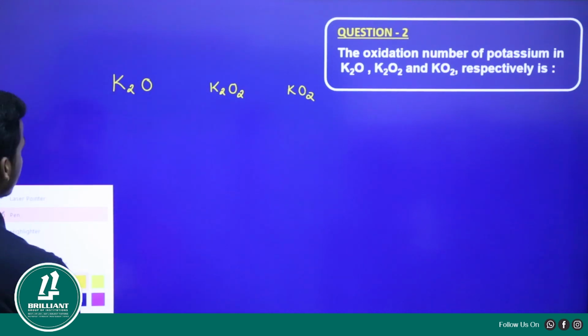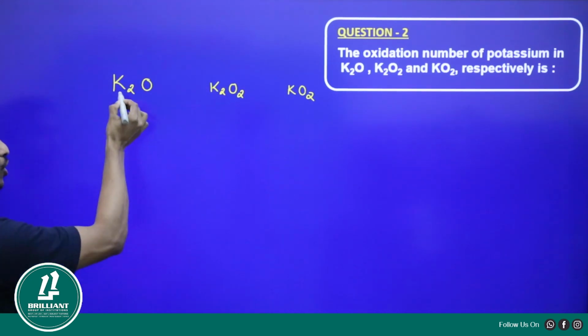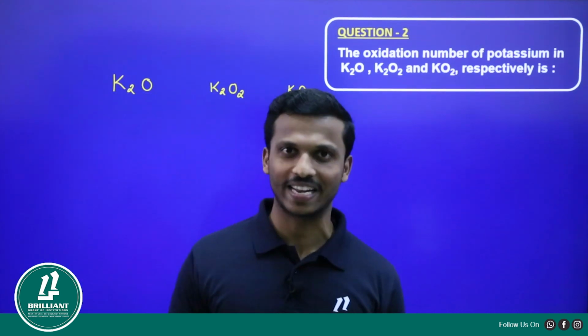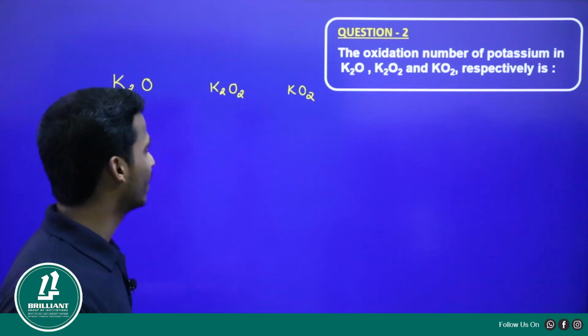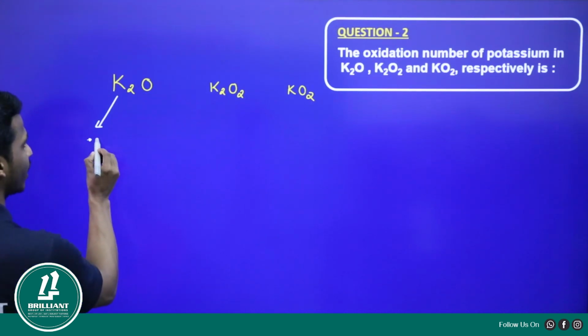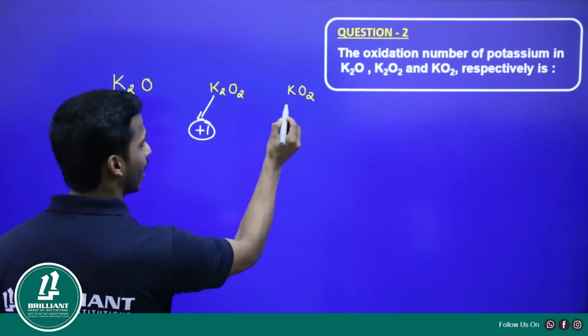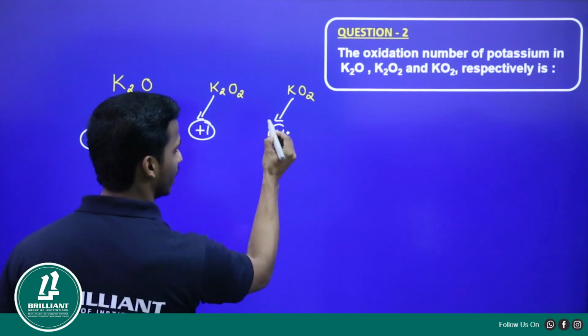You know that in K2O, potassium is an alkali metal. For an alkali metal, what is the common oxidation state? That is +1. So in all these cases, potassium is in the +1 oxidation state because it is an alkali metal.